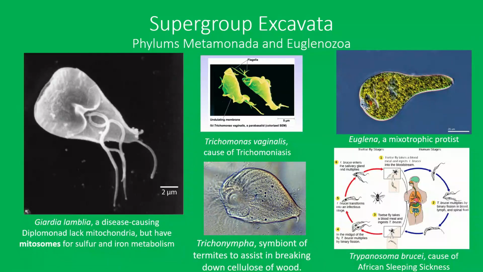Trypanosoma brucei is a parasitic euglenoid known for causing the blood-borne disease African sleeping sickness. This is transmitted by the tsetse fly. Without treatment, fatigue and a coma could ensue, leading to death.